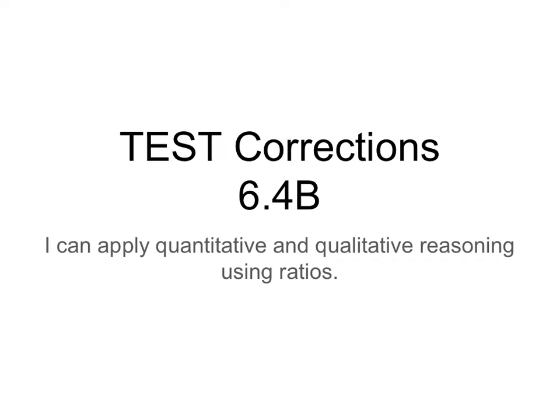So this is test correction for 6.4b. I can apply quantitative and qualitative reasoning using ratios. There are two questions in this problem, so make sure that you're in the right test correction video. If you didn't get both of them, if you got one wrong, then you should be watching this video. Make sure that you get a sheet of paper so you can do your two columns.